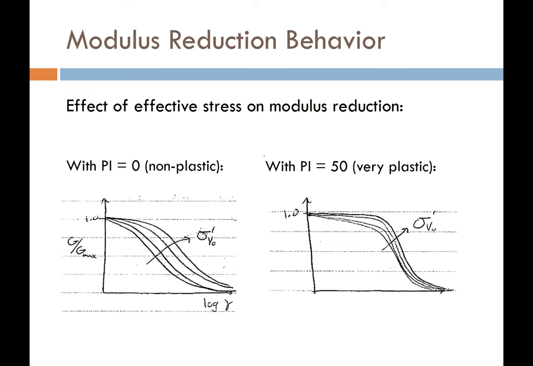If I have a high plasticity and I come up at a given strain, you can see that there still is an effect, but the difference between G over G max for those same stresses is not as great as the effect was over here. That's all I'm saying, is that plasticity tends to, I guess, negate this effect from confining stress to some degree.